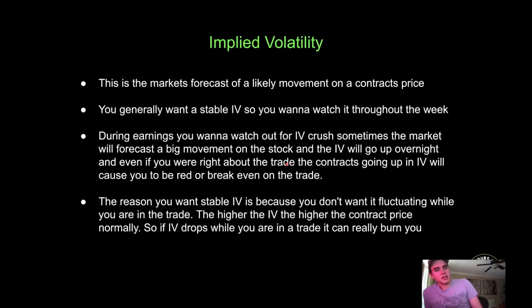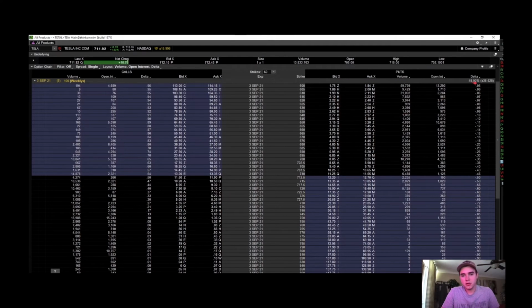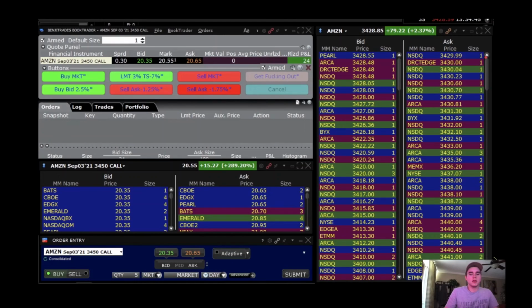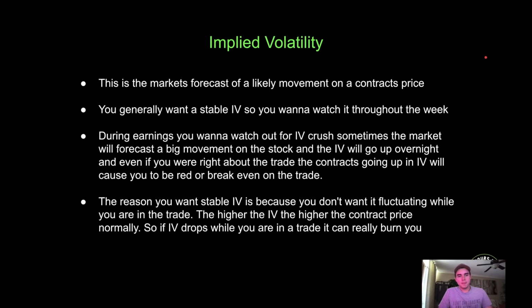Alright, so we're going to talk about implied volatility. This is the market's forecast of how much the contracts are going to move. If we go back here, you can see it right up here on TOS, and then you can see it right up here on Interactive Brokers. What we look for with implied volatility, or I'm just going to call it IV, is a stable IV. I'm just going to use Amazon as an example. A stable IV on Amazon is normally around 20%. So you don't want it changing rapidly while you're in a trade.